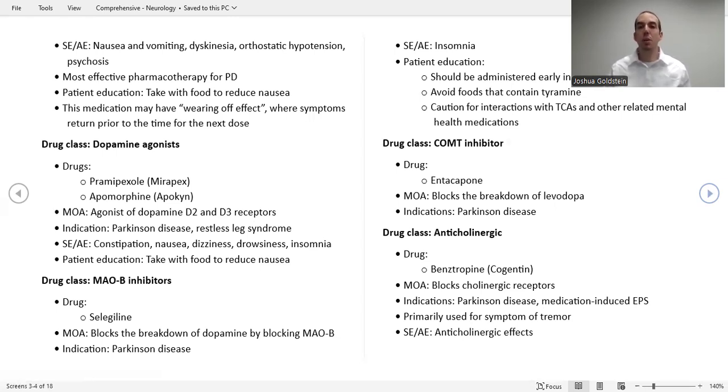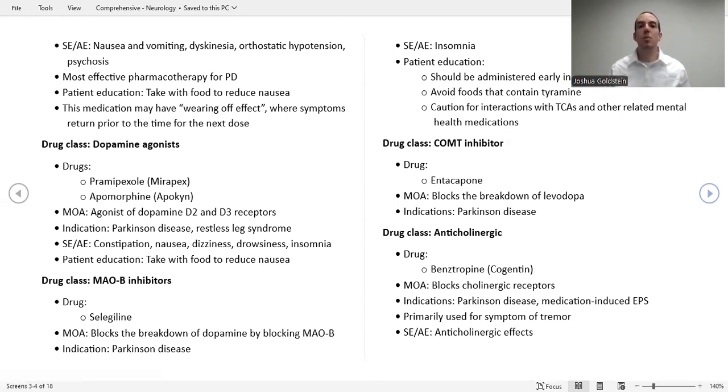This drug, the MAOB inhibitors, just like the MAOI inhibitors, the monoamine oxidase inhibitors that we have in mental health, if you've already watched that lecture, same thing here. Both of these should not be taken with tyramine or foods that contain tyramine. And this medication, because it is structurally similar to that MAOI that we deal with in mental health, and for the same reason, we do want to be careful giving this to patients that are already taking TCAs or most of the other mental health medications.